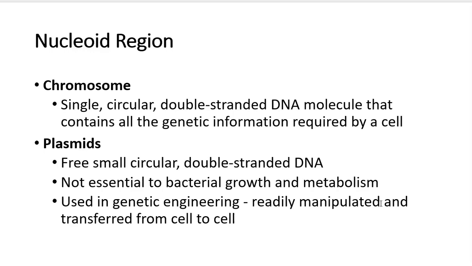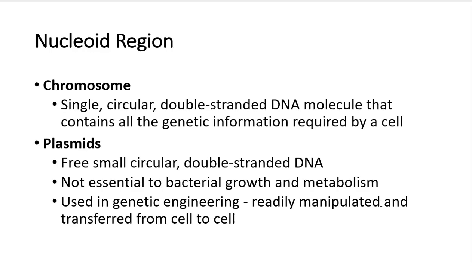So when you sit there and look at this chromosome, you look at all our chromosomes, they look like little X's and stuff like that. They're not circular at all. They are double-stranded, but we got 46 copies. Bacteria have 1 chromosome. It is circular. It is double-stranded. It contains all the genetic information required by that bacterial cell.